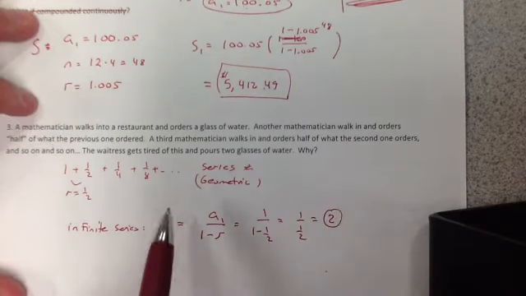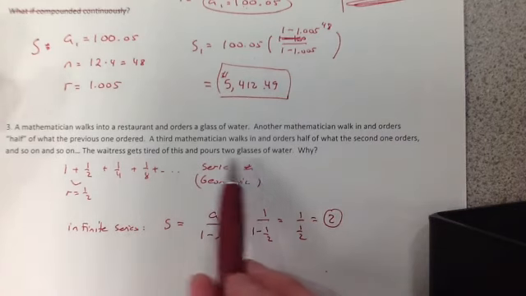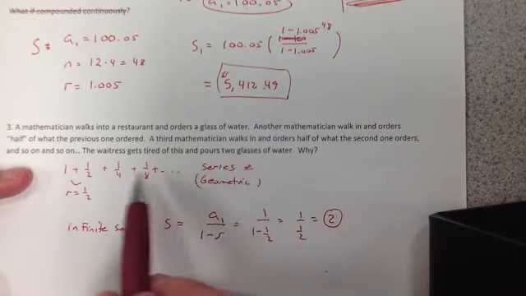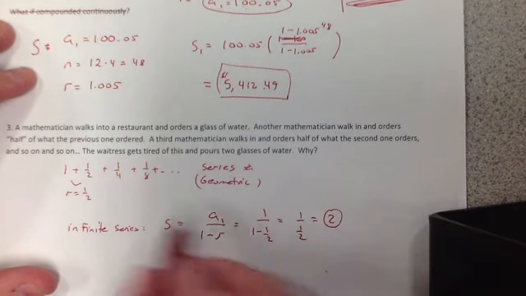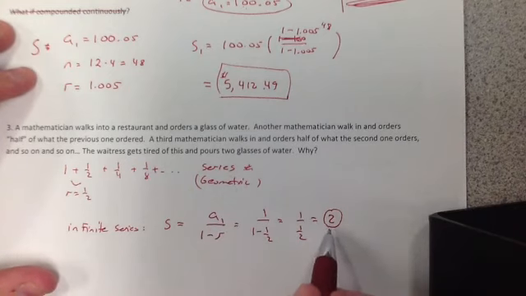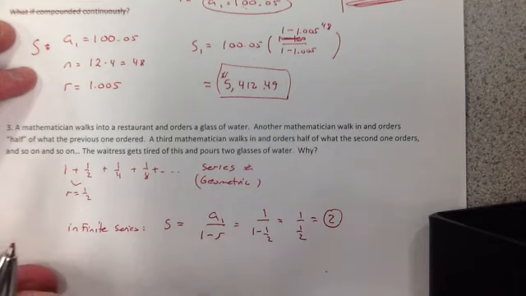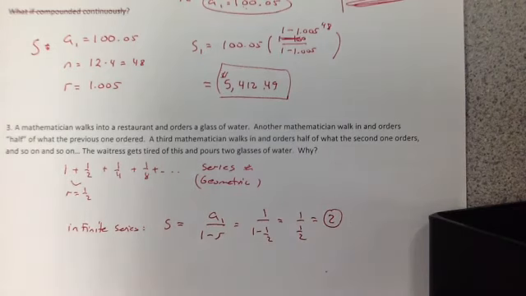So even though we are continuously ordering half and half and half, the waitress says, oh well, if it's an infinite series, I can just pour 2 glasses of water, and that will cover all of the infinitely many mathematicians.